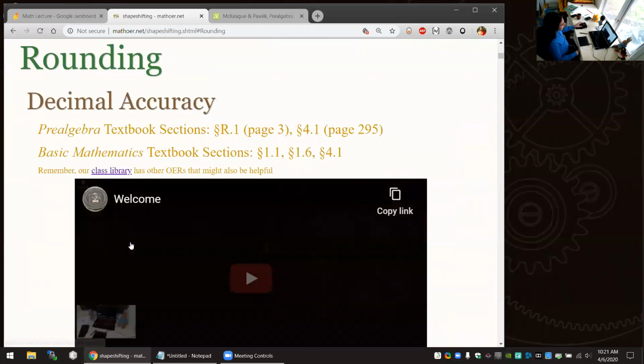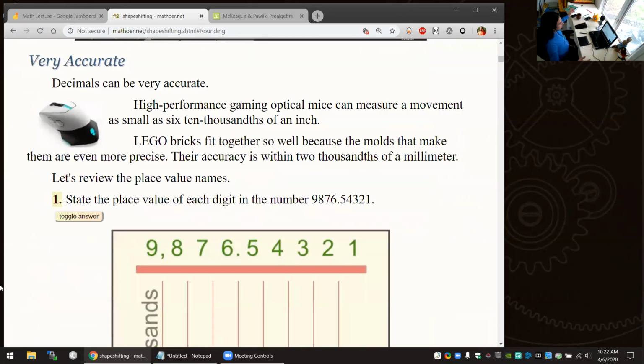Okay, let's get started. So we need to review place value, and mostly I want to care about which things have a TH in them.